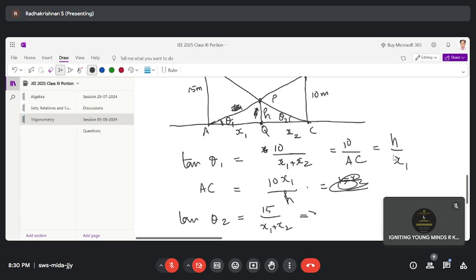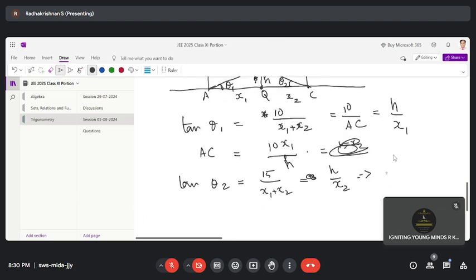Very good. So this tan theta 2 is h by x2. Correct? So this is 15 by x1 plus x2. This is AC, right? Let's put it 15 by AC. So this gives us AC equal to 15x2 divided by h. Correct. So what did you do? What did you do next?